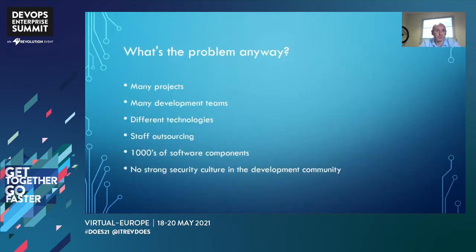So I'm going to discuss why we need a security champion. Firstly, we need to know what the problem is. There's multiple projects on the go, many development teams across different languages and technologies. Some of the staff might be outsourced, you might use a third-party supplier. Thousands of software components, especially in the open source landscape. And there's no security culture in the development community. And one thing I would note here that I've seen everywhere is delivery is king. So we need to solve that, and Security Champion's going to help with that one.